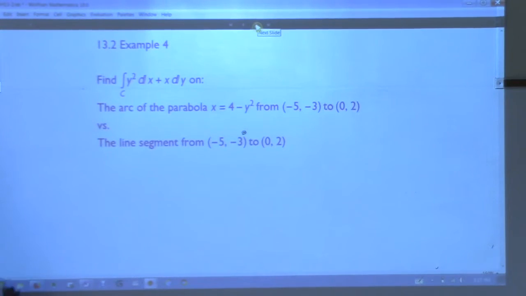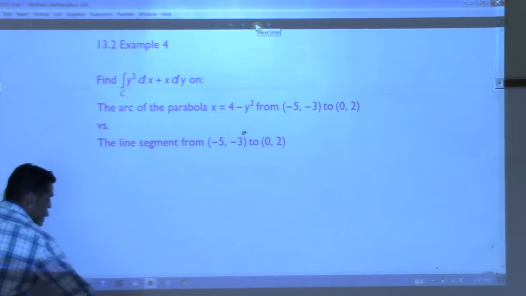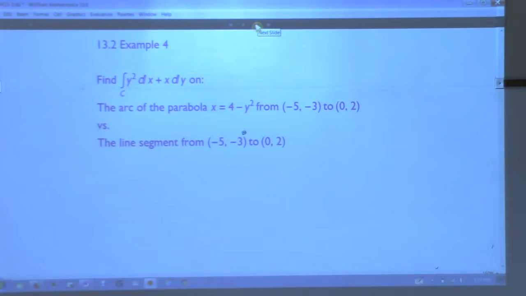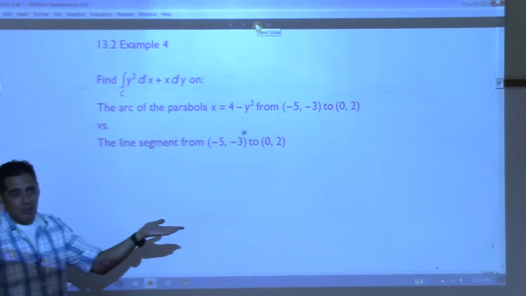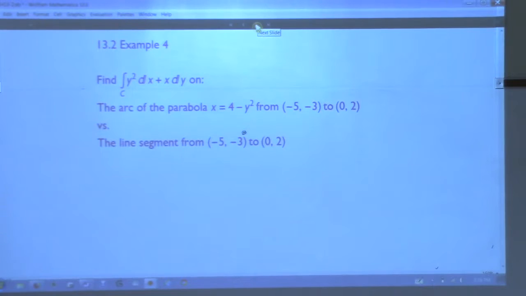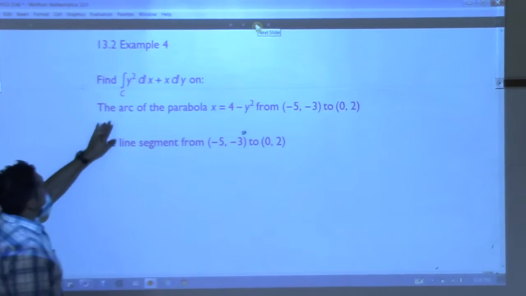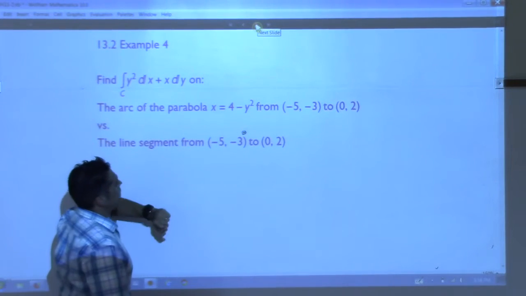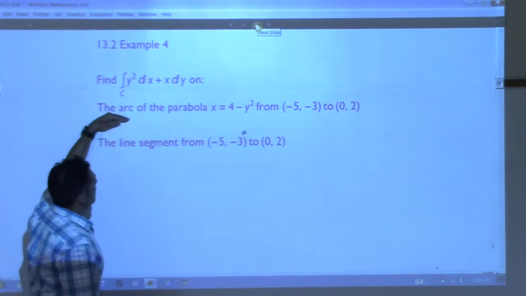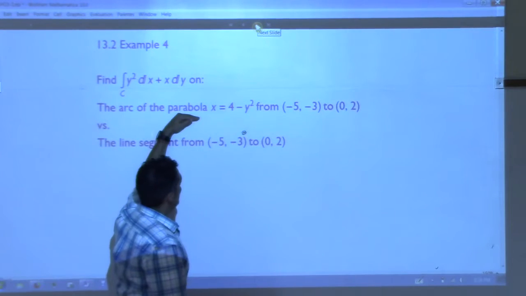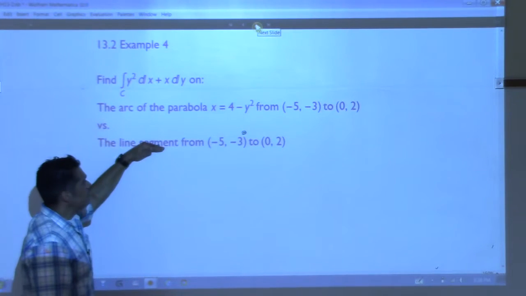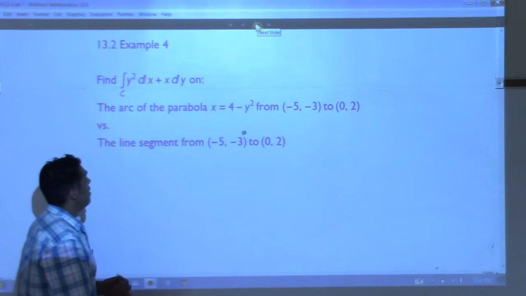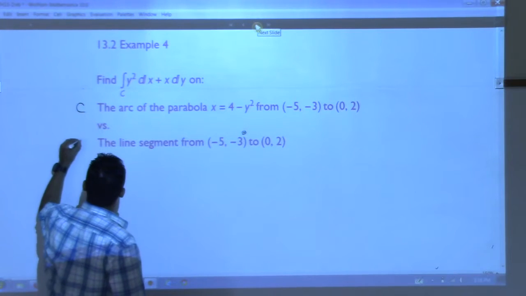One of the great things in mathematics is that if you believe something's true, one way to figure out whether or not it's true is to try and find one example where it's not true. So look at this line integral we're trying to do. We're going to look at it along two different paths: first, the arc of a parabola, and then a line segment. These are two different problems we have to do. I'm going to call this path C and this path C tilde.